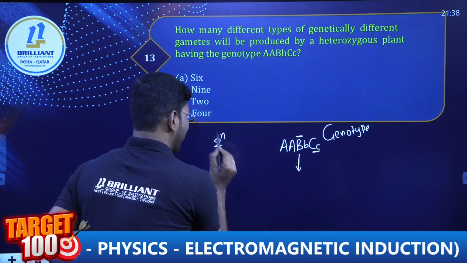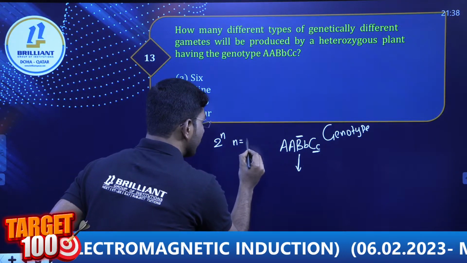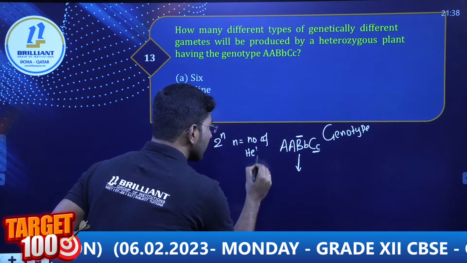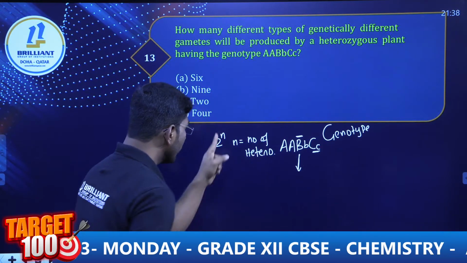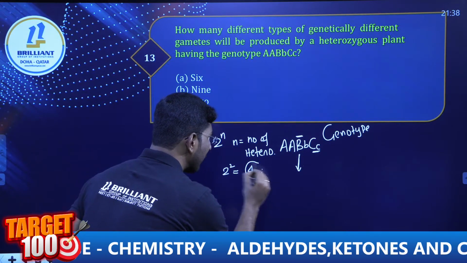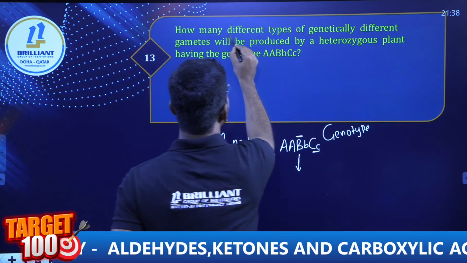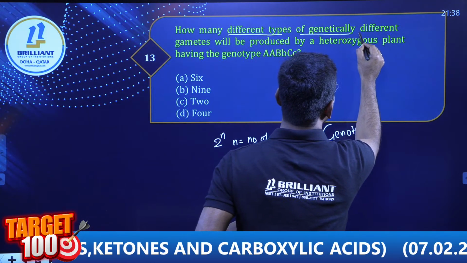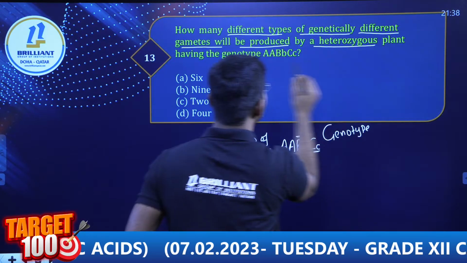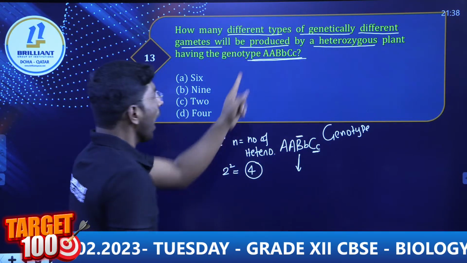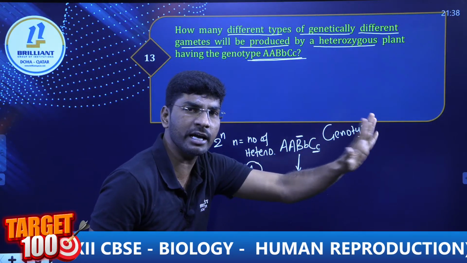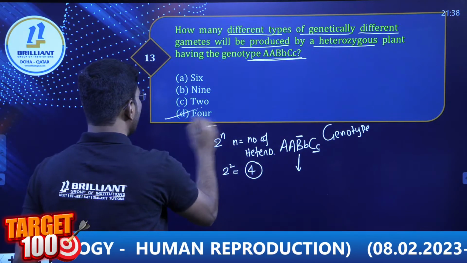There is a formula, 2 power n. What is n here? n is equal to the number of heterozygous. Now here in place of n, 2. What is the number of gametes that can come? 4. How many genetically different types of gametes will be produced by the given genotype? If you know how many heterozygous are there, the answer is very easy. So the answer is option 4.